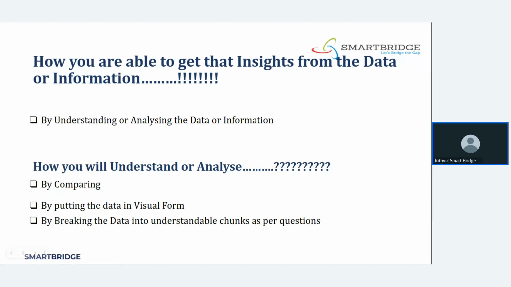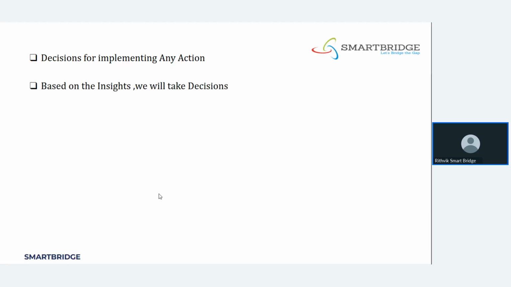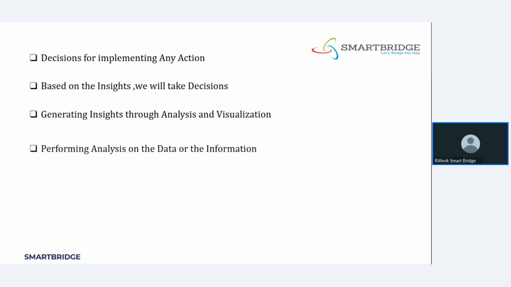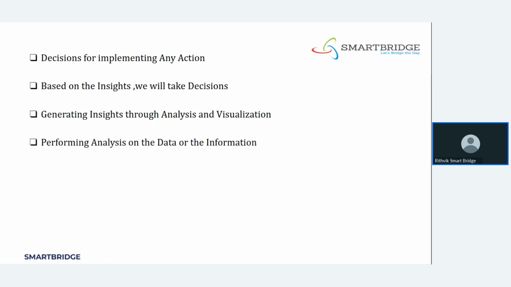This is the main thing we need to do, right? The whole aim of the course is to understand the data for making decisions for implementing any actions. Whatever actions you want to do in the experiments, if you want to combine two columns to make a new column, first you need to understand the data set. Based on the insights, we will take the decision. Generate insights, analyze and visualize, performing analysis on the data or the information.